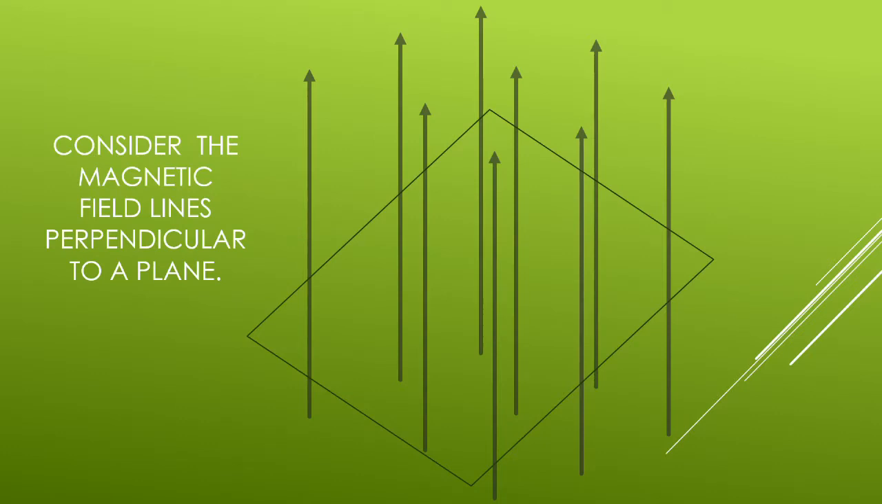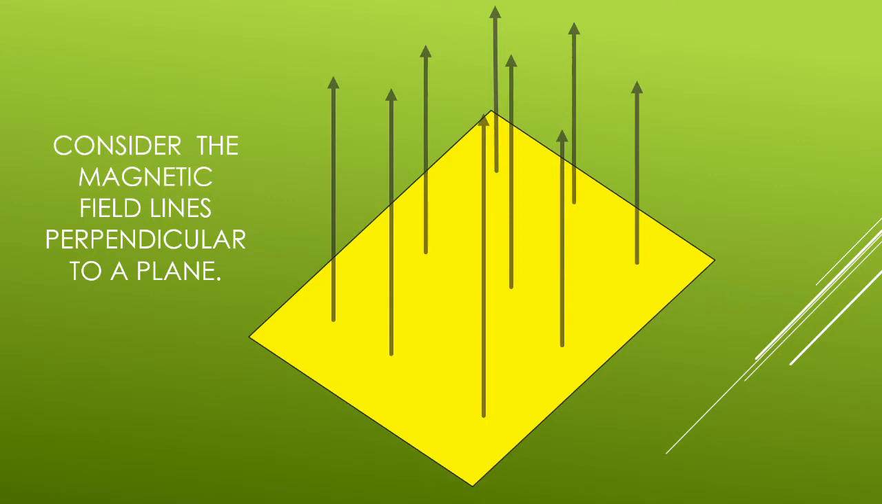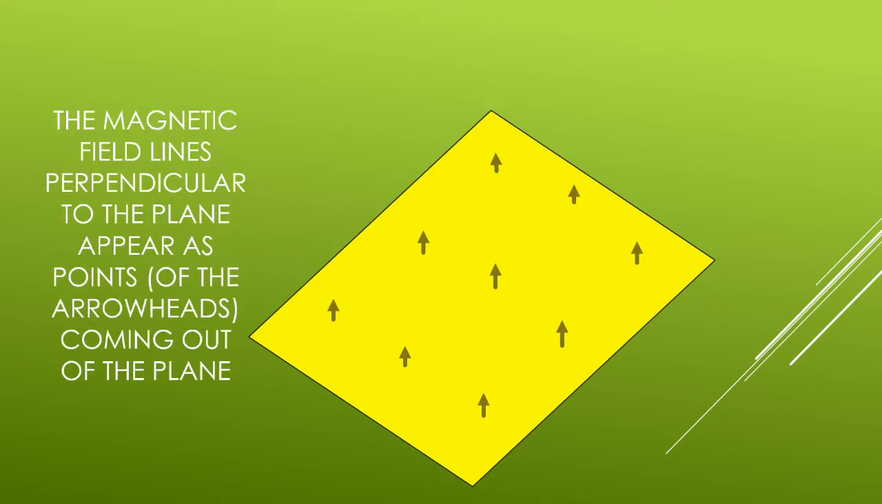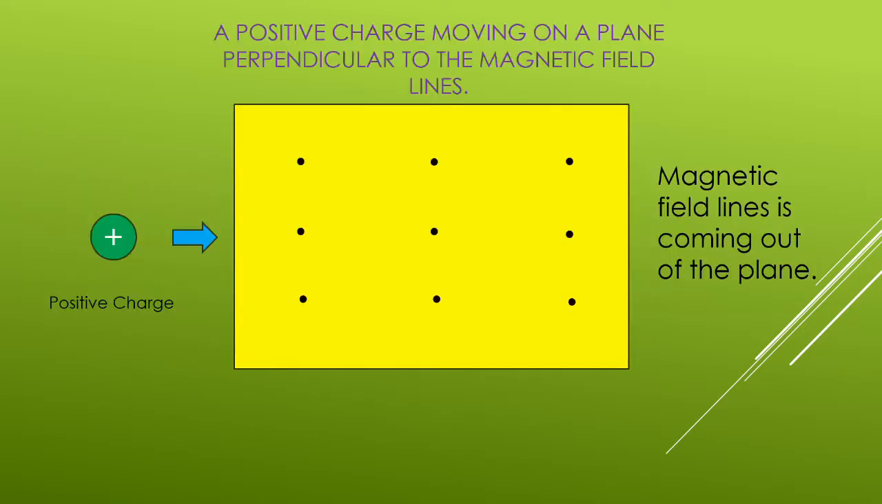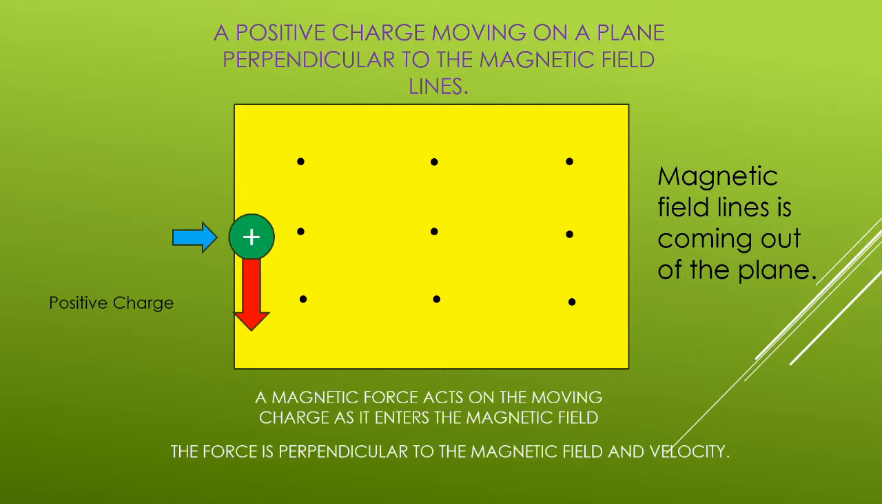Consider the magnetic field lines perpendicular to a plane. The magnetic field lines perpendicular to the plane appear as points of arrowheads coming out of the plane. A positive charge moving on the plane is also moving perpendicular to the magnetic field lines. As the charge enters the magnetic field, a force is produced and acts on the charge. The force changes the direction of motion of the charge.